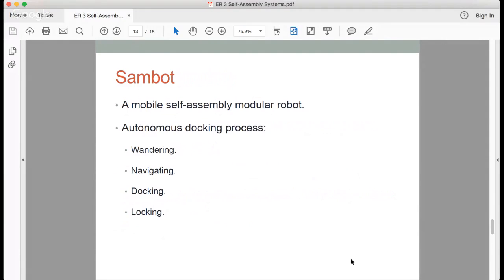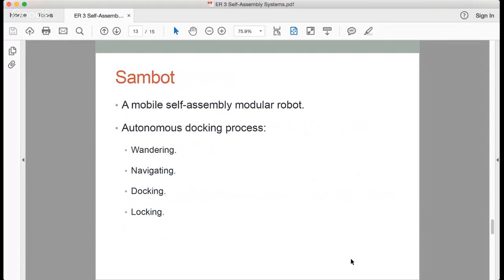Let's talk about Samba, which is a mobile self-assembly modular robot that was implemented in 2010 by we and other authors. In this system, several modules can self-assemble to form a particular structure through an autonomous docking process that includes 4 phases: wandering, navigating, docking, and locking.